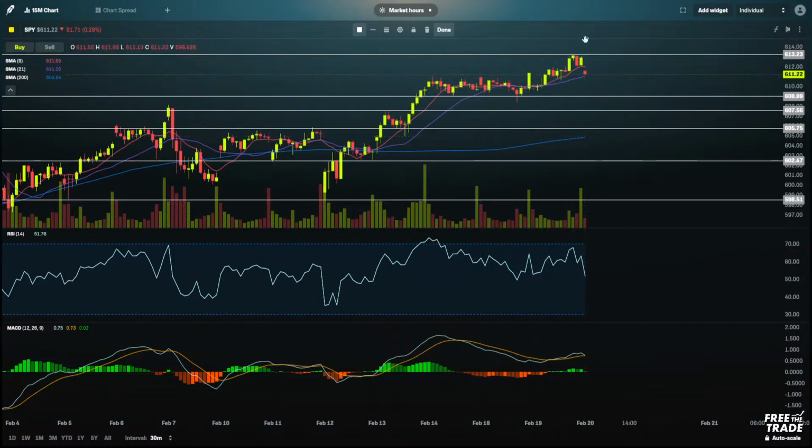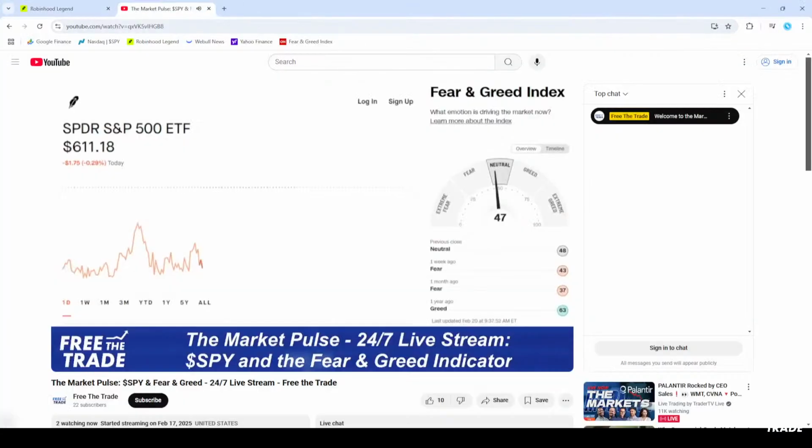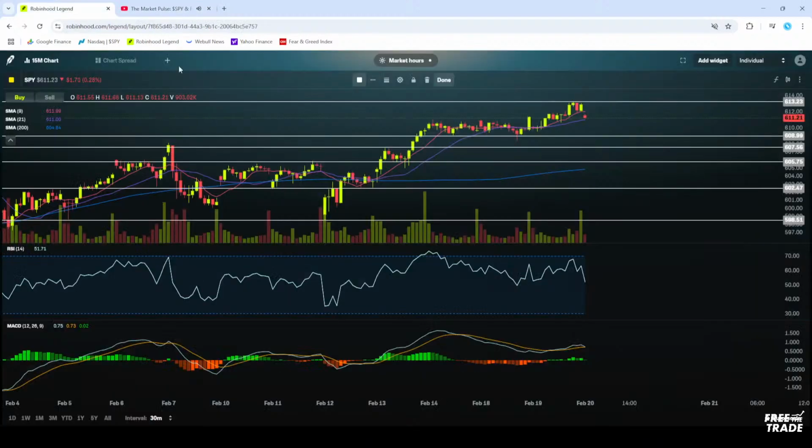That just depends. Let's take another look at the fear and greed indicator. That's what we want to see right now. All right, the fear and greed index has gone down to 47, so we have a little bit of a downtrend right now.